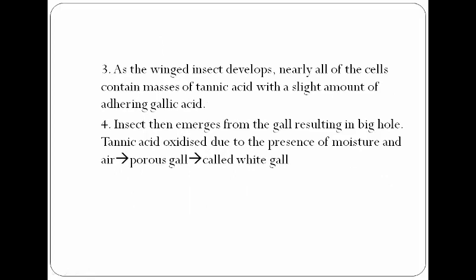As the winged insect develops, nearly all of the cells contain tannic acid masses with a slight amount of adhering gallic acid. At that stage, the insect emerges from the gall, resulting in a big hole. The tannic acid oxidizes due to the presence of moisture and air, making the gall porous, and this is called white gall.